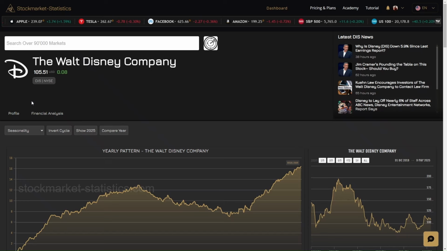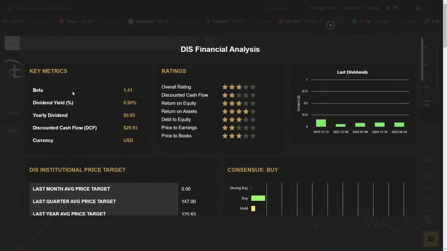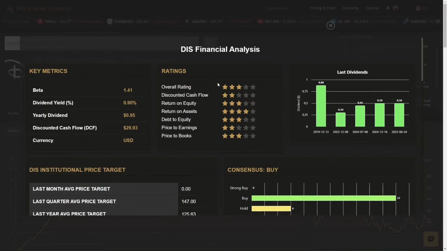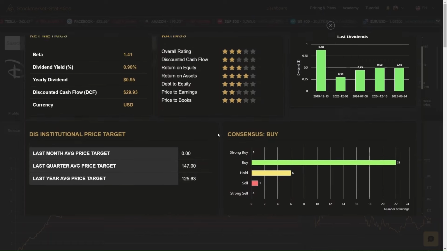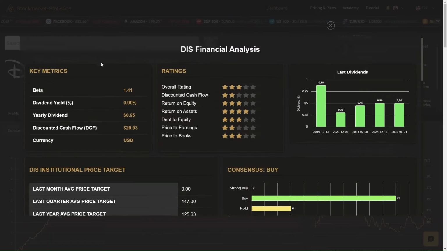Clicking on this other button gives you access to financial analysis. Our system analyzes the company's financial statements and calculates a series of ratios to assess its financial health. At the top, you'll find a basic summary panel that provides key information, dividends, and a set of general ratings.